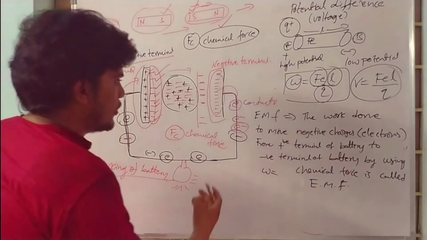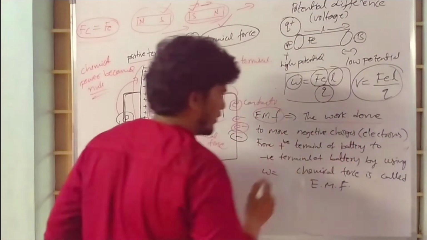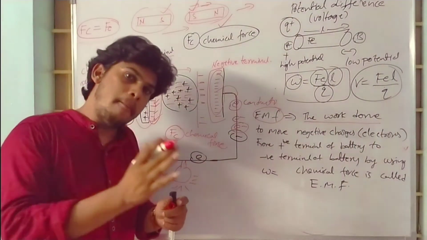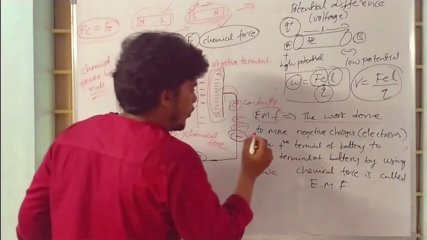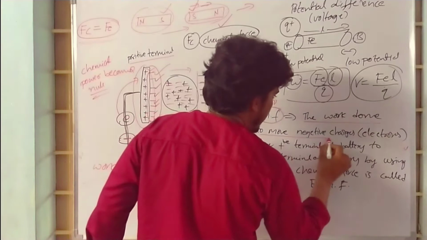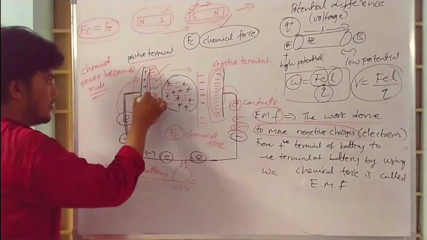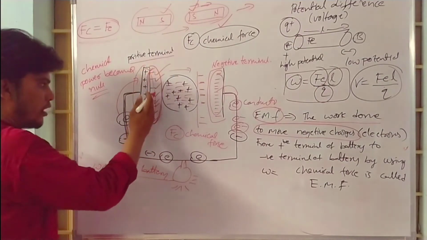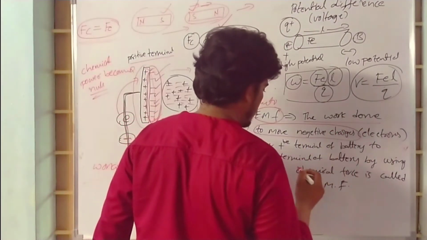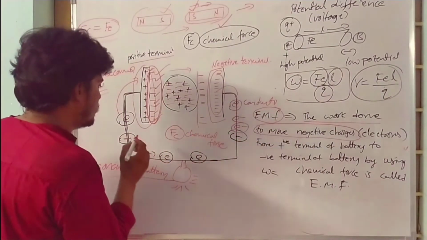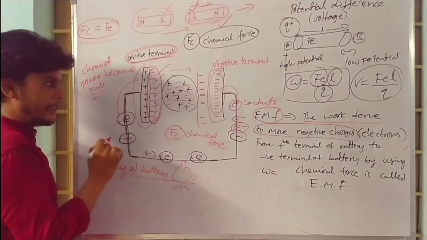So electromotive force can be defined as the work done. Here, some work is done. What is that work? To move negative charges. All these are negative charges, the red marks. To move negative charges from where? From the positive pole, the positive terminal of the battery.